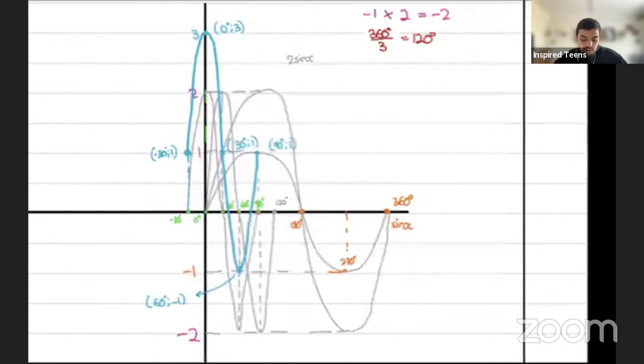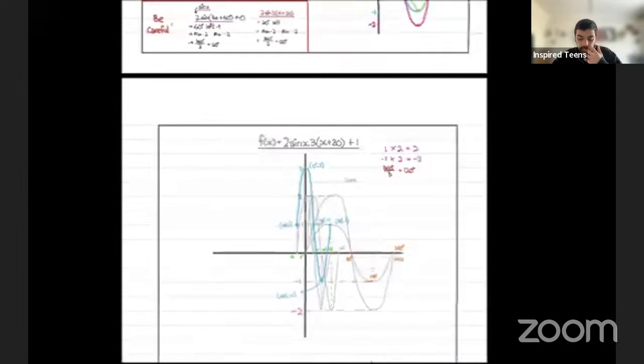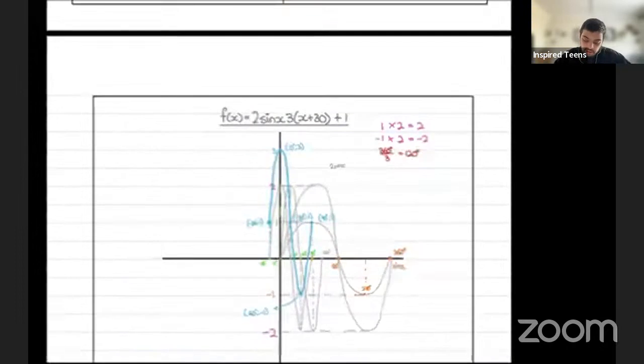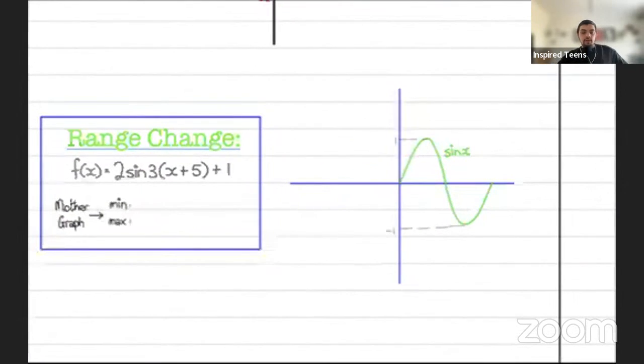Making individual changes to the graph, right? To draw in different types of sine graph, okay, not the mother graph. Okay, and we'll do another example from a question paper, and you'll see obviously it will be slightly less complicated, but a similar concept. Okay, so let's move on.